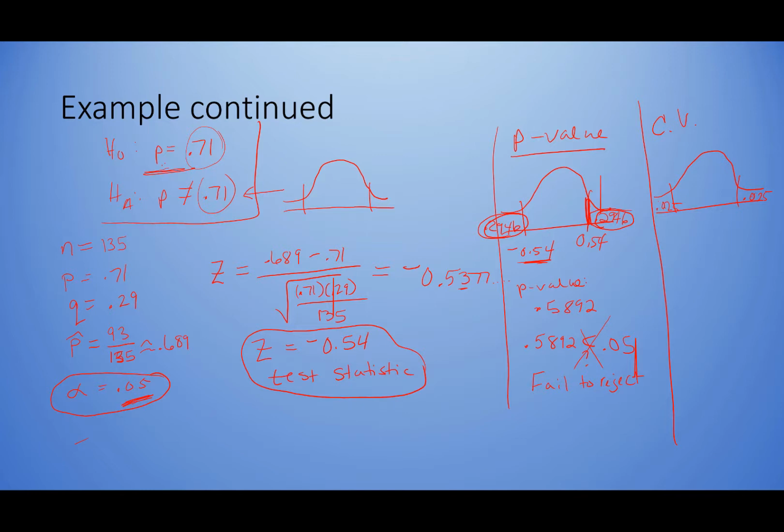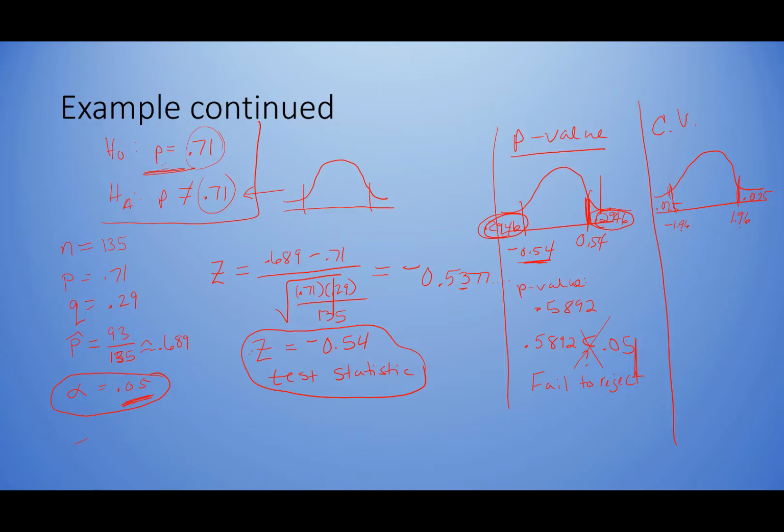Then what I do is I go back to my normal table of z-scores, and I'm going to look up the z-score associated with these two locations. Well, the z-score that I get is negative 1.96, and then this would be positive 1.96 because of symmetry. Then I can take my test statistic, because this is a z-score, and my values right here, my 1.96 and my negative 1.96 are also z-scores. So I'm going to compare those values.